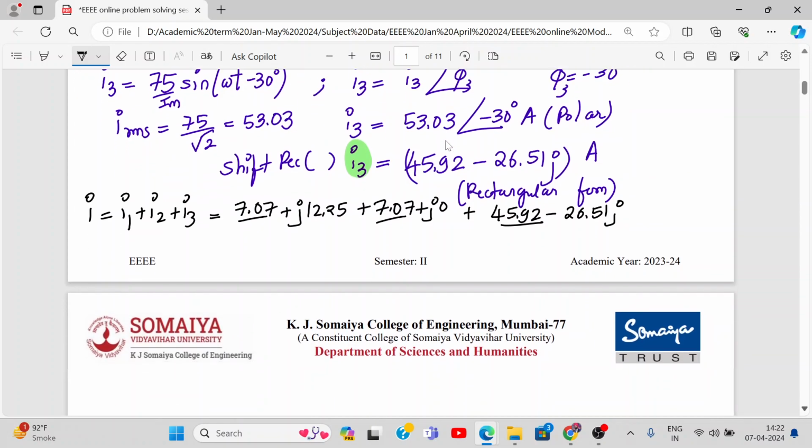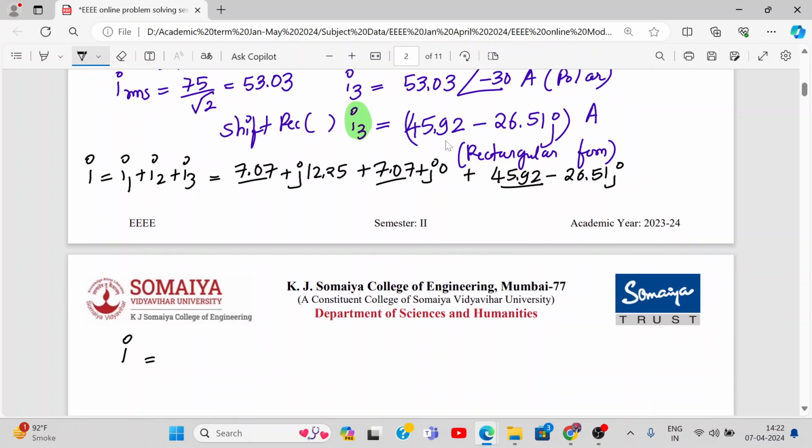So I will be how much? 60.06 and plus or minus j. So it is 0 plus 12.25, so minus 26.51 minus 12.25. How much is it? Minus 14.26. So this is I in rectangular form.